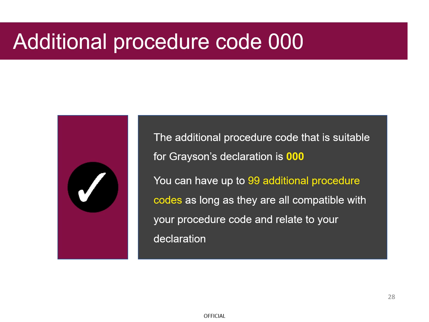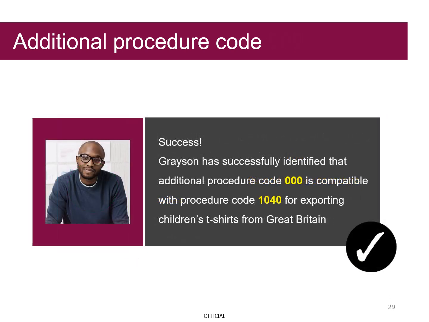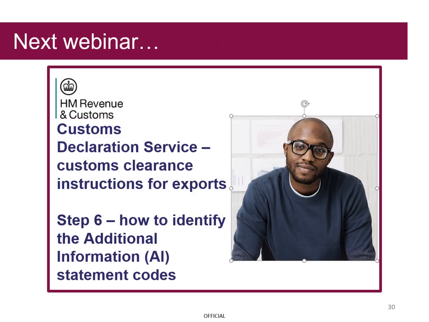However, you can have up to 99 additional procedure codes as long as they are all compatible with your procedure code and relate to your declaration. Grayson has correctly identified the additional procedure code for the children's t-shirts as 000. Watch the next webinar to find out how Grayson identifies the correct additional information or AI statement codes.